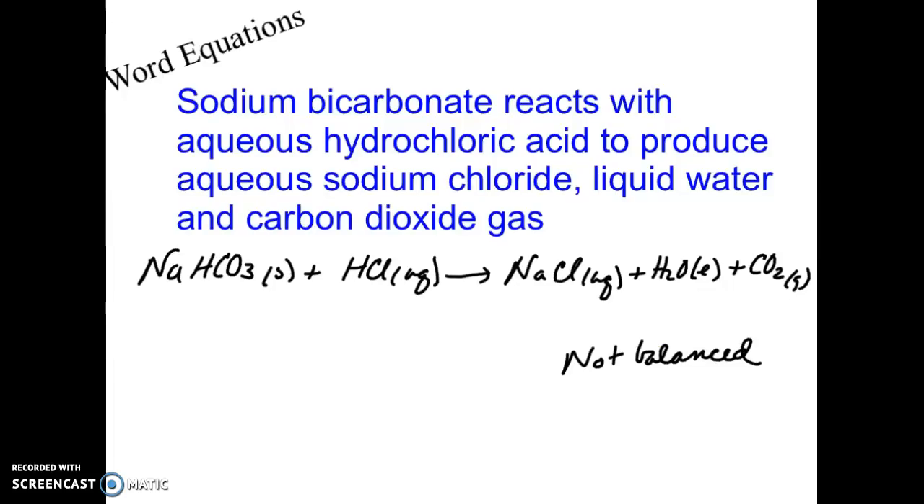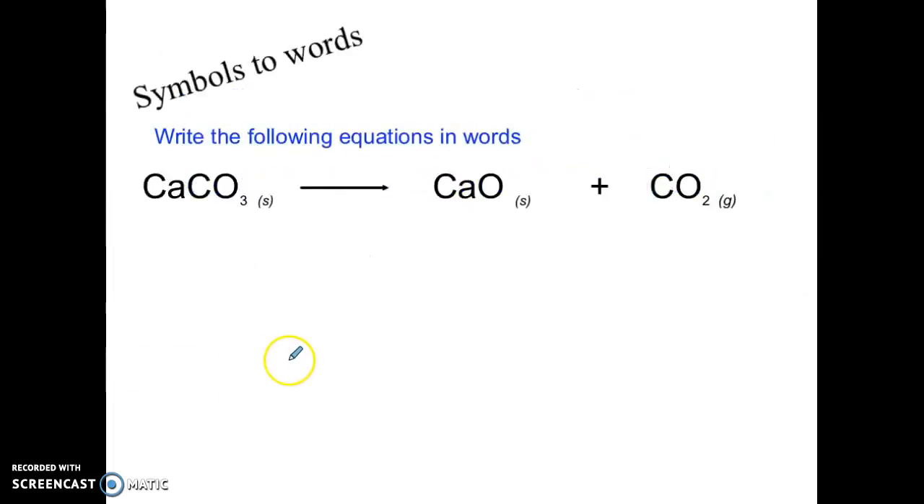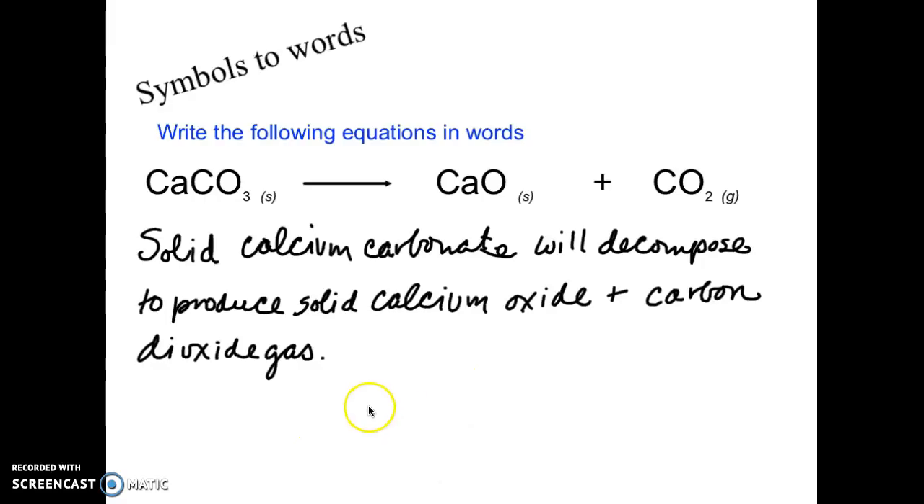All right, finally, my hope is that you're going to be able to go from an equation to words as well. So when it says write the following equation in words, how would you write this? I'd like for you to pause this video, give it a shot, and then when you're done, turn this back on and see how you did. All right, so what I wrote is solid calcium carbonate will decompose to produce solid calcium oxide plus carbon dioxide gas. This is a classification of a reaction called a decomposition reaction.